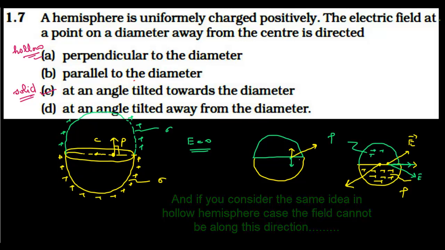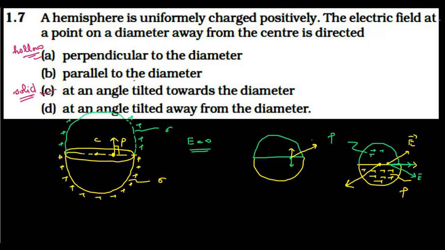Because in this situation, if we take the component of this field along the diameter, and similarly for this green field, we have to take the component of the field along the diameter. This means there exists some field at this point that is along the diameter of the hollow sphere, and this is not true, because inside a uniformly charged hollow sphere the electric field everywhere must be zero.